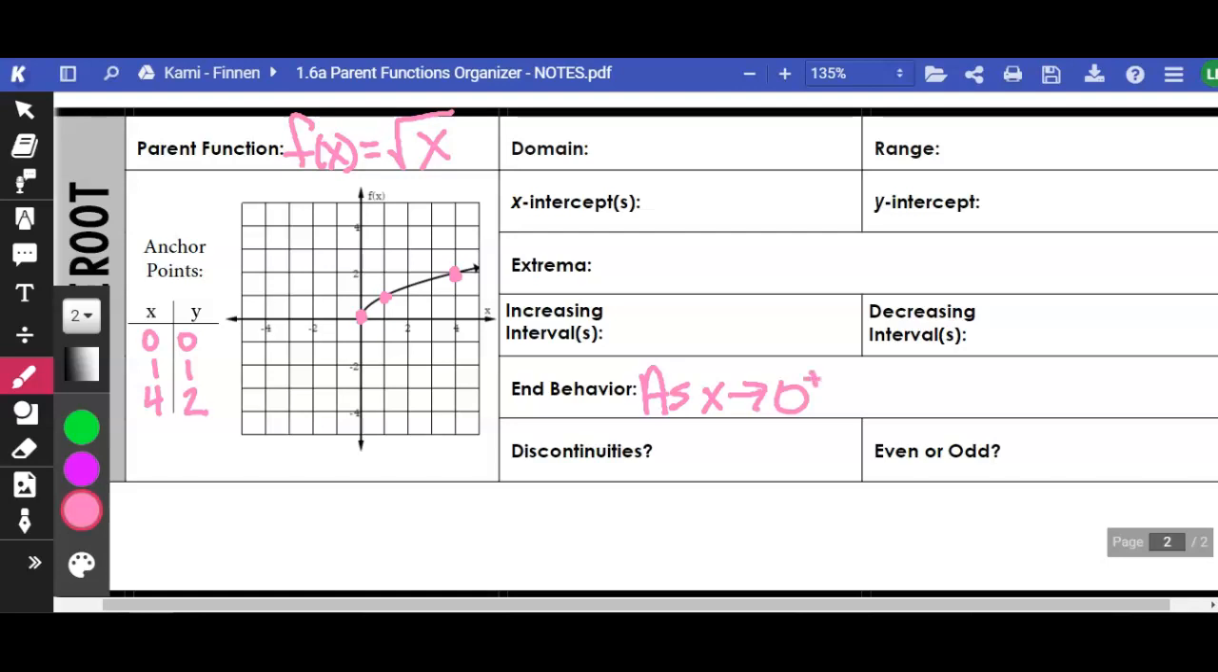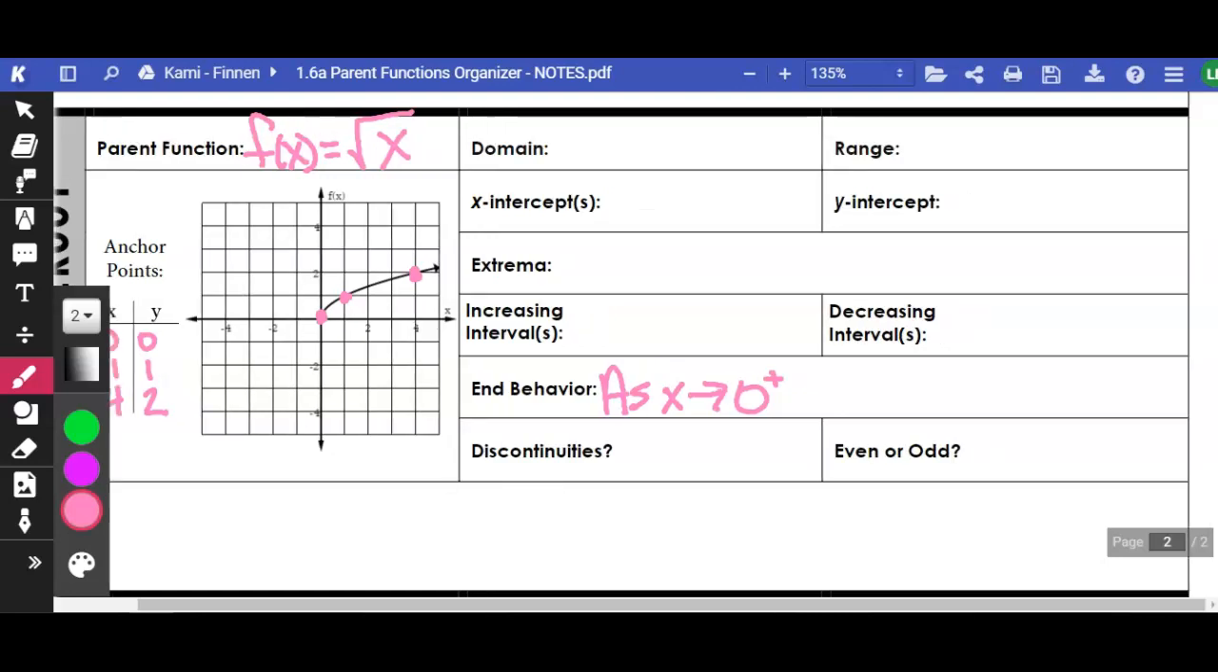So I have a little tiny plus up here. If it was approaching from the left, or from the negative side, I have a little tiny negative up there. And we'll talk about that more when we get to limits. But as x approaches 0 from the right, that's what that means, f of x approaches 0 also.